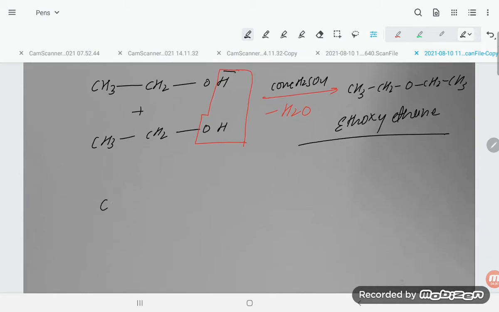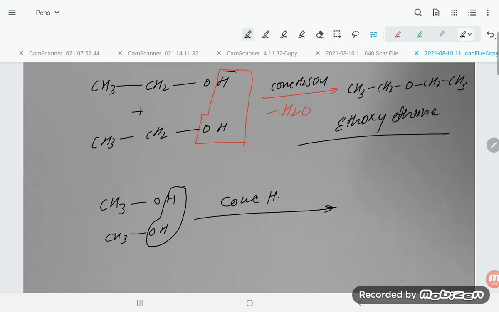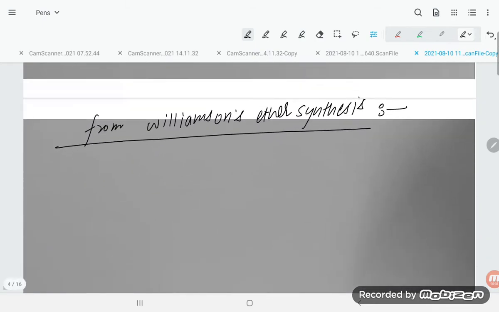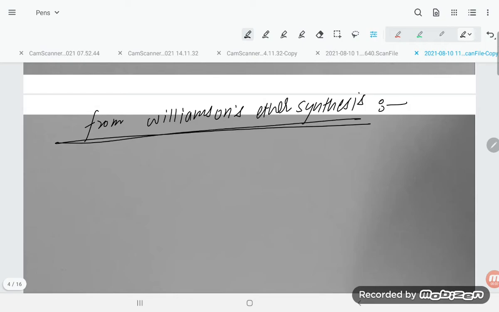That can also form dimethyl ether. You can form CH3OH, and again you are taking CH3OH. So here you are removing the water molecule in the presence of a dehydrating agent, concentrated H2SO4. So that is how dimethyl ether is being formed, student. Okay, this is our answer. Now the last method is the Williamson ether synthesis, student.